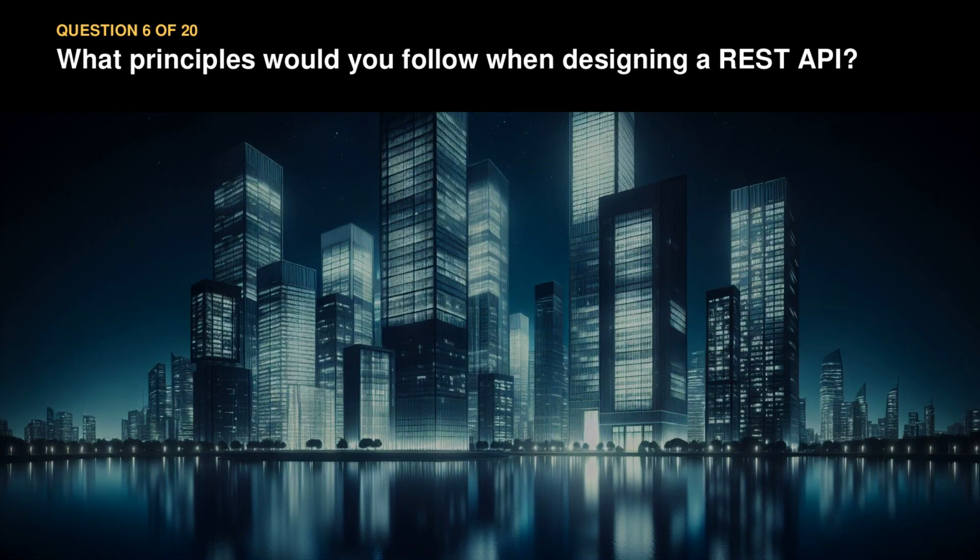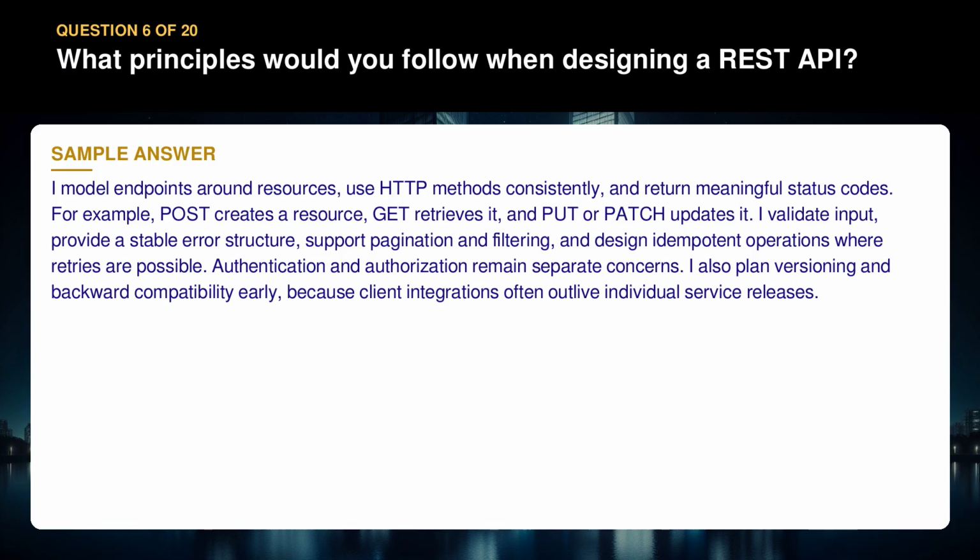Question 6. What principles would you follow when designing a REST API? I model endpoints around resources, use HTTP methods consistently, and return meaningful status codes. For example, POST creates a resource, GET retrieves it, and PUT or PATCH updates it. I validate input, provide a stable error structure, support pagination and filtering, and design idempotent operations where retries are possible.